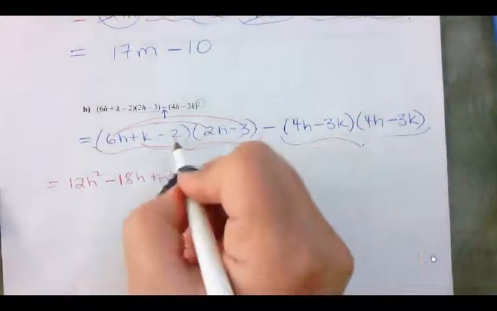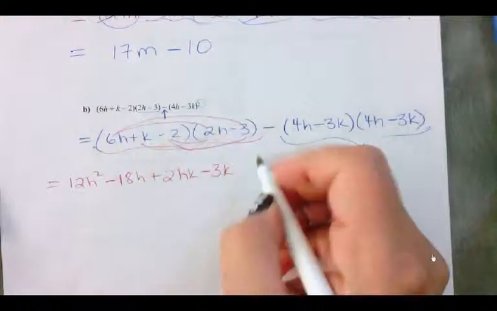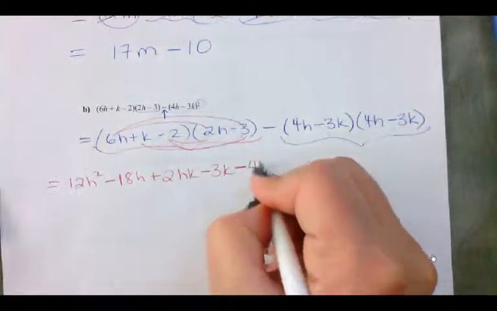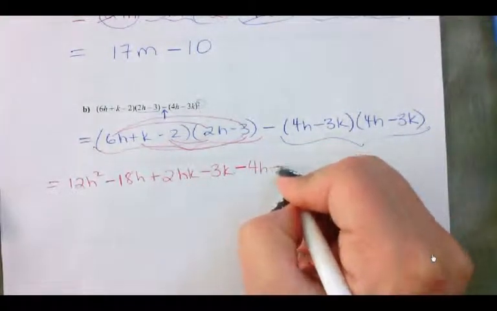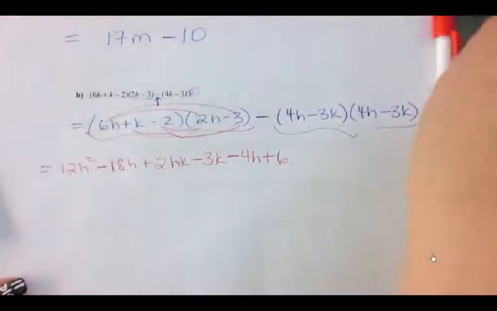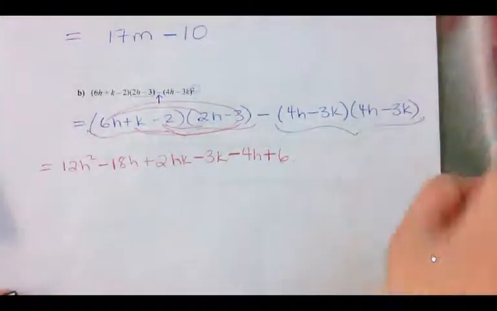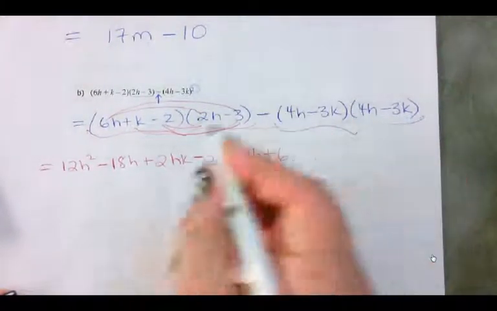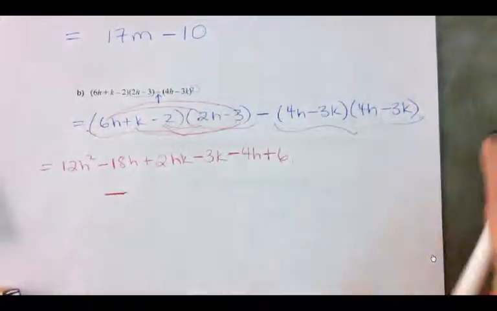Okay, and then minus 4h plus 6, okay? Be careful with the negatives and positives. Make sure you're saying them, make sure you're writing them down. All right, now, you know this minus sign right here? That's this minus sign right here.